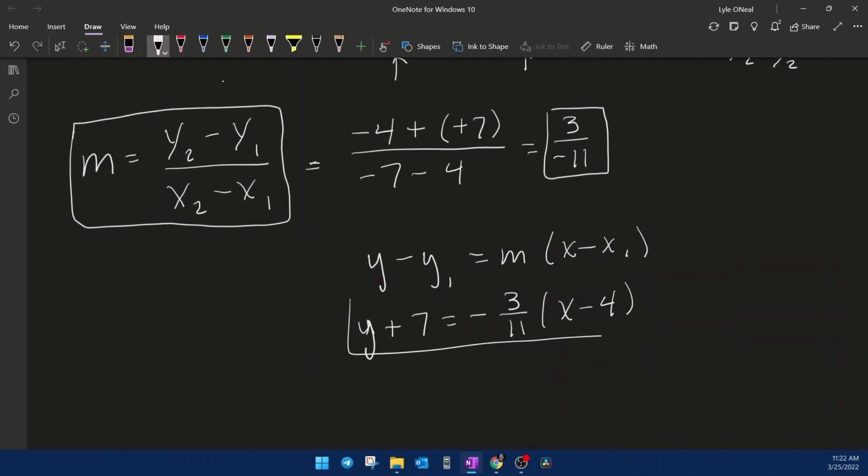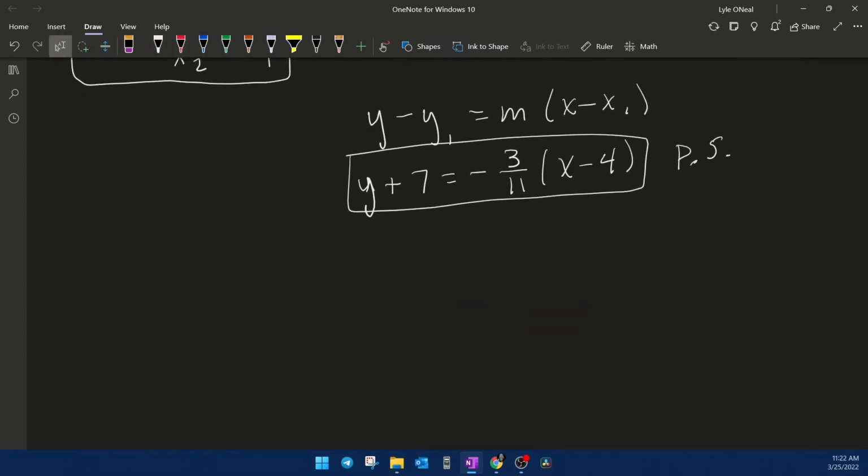And now if you want to stop here, this would be the equation of our line, but it is in point-slope form. Now I'm thinking most people are going to want the equation in slope-intercept form. And so we're going to remind you how to get there. That is going to require the distributive property and bring in the plus 7 over. So to get to slope-intercept form, we're going to have negative 3/11 x.